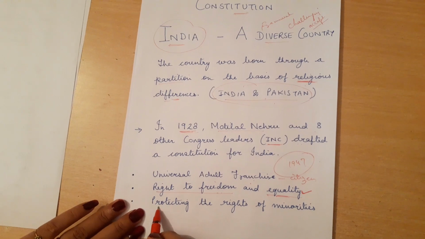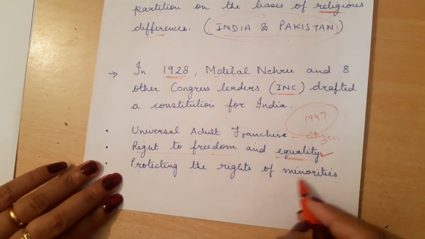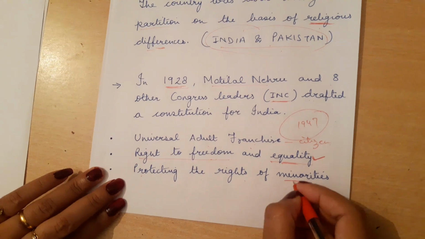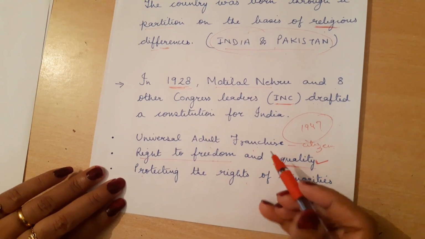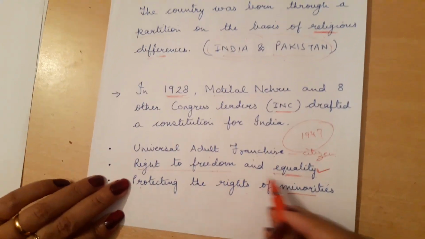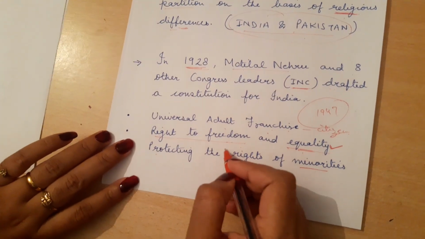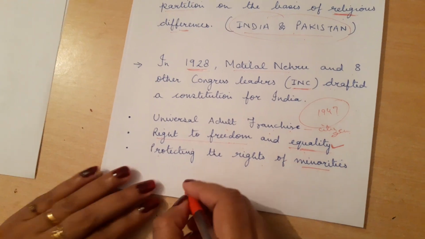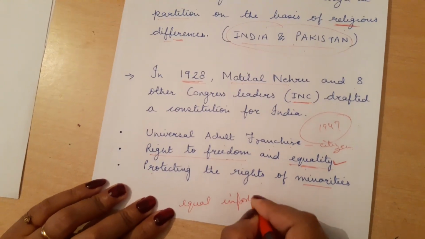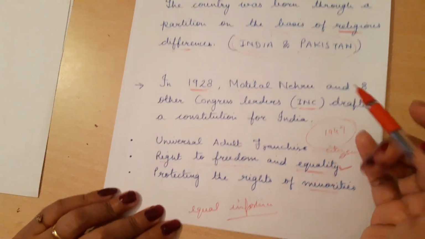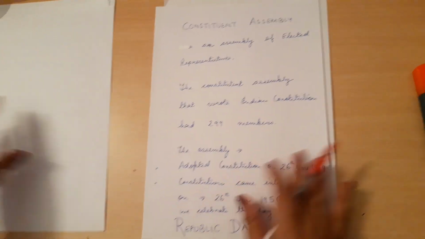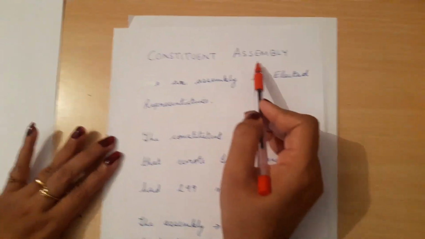Okay, then protecting the rights of minorities, those people who are lesser in number in a society. So keeping them in mind, keeping every citizen equal, giving the right of freedom and equality, all these things were given equal importance in framing the constitution.